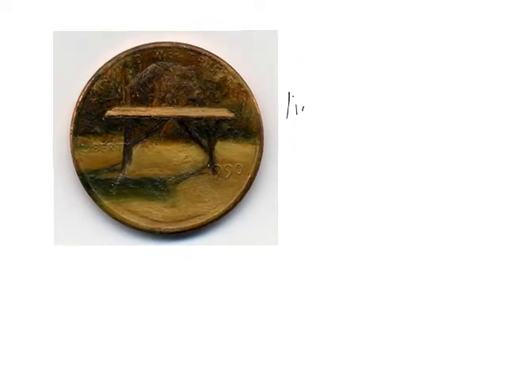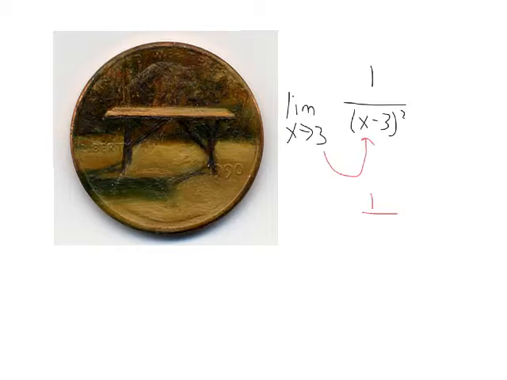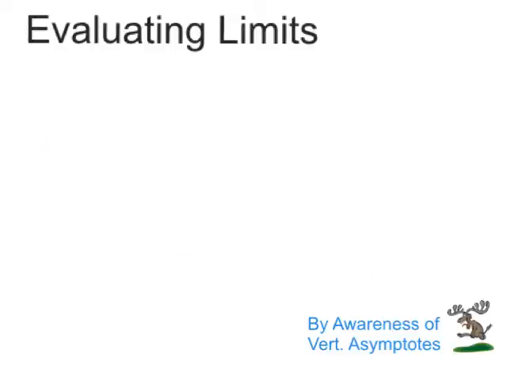Let's say I wanted to take the limit as x goes to 3 of, we'll just say, 1 over (x minus 3) squared. Now, in this case, if we were to do direct substitution, plugging a 3 in here, we get 1 over 0 squared, and this is not allowed. We can't divide by 0, so we are undefined. So that brings us to the next type of limits.